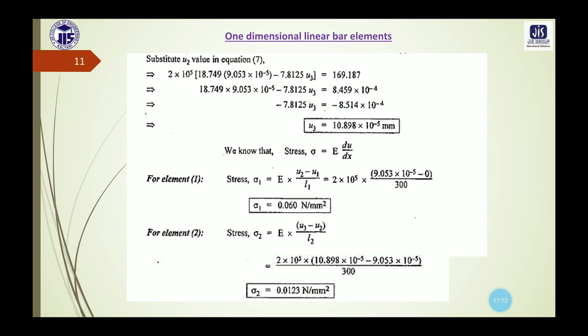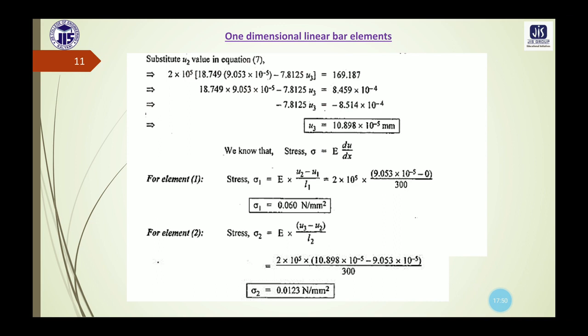Okay, next we need to find the stress for the two different elements. The formula for the stress sigma is equals to E du dx. So for the element 1, we can write the formula sigma 1 equals to E into u2 minus u1 by L1. All the values of this Young's modulus, then the nodal displacements and the length of the element, these are known to us. So you can put all these values and finally we can calculate the value of stress, which we are getting as 0.060 Newton per millimeter square.